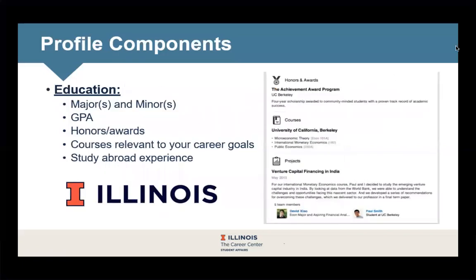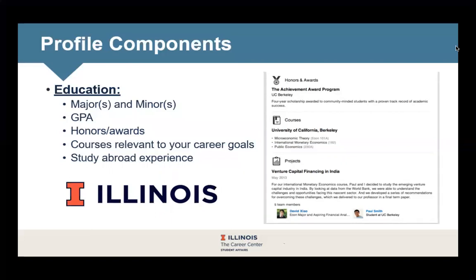Okay, so some of the other things you want to include are your education. So your major, your minor, your GPA. I always say if it's above a 3.0, include it. If it's below, leave it off. If you're not comfortable with including your GPA, that's absolutely okay. I don't think I have mine on my LinkedIn profile.